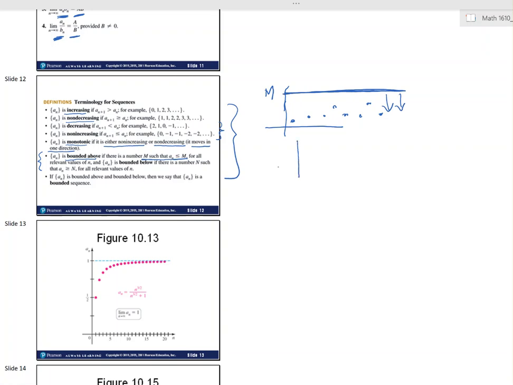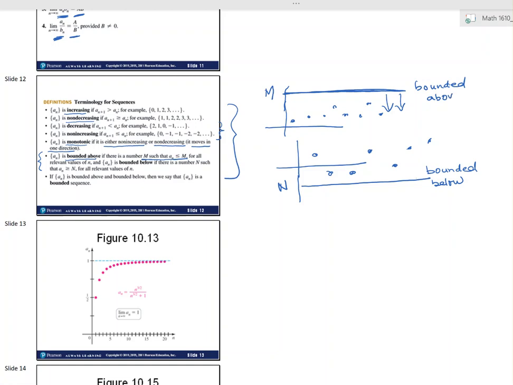Now similarly, if you have a sequence that goes around and does things like that, but never goes below this number N, then we call this bounded below. So here you have bounded below. This was bounded above.